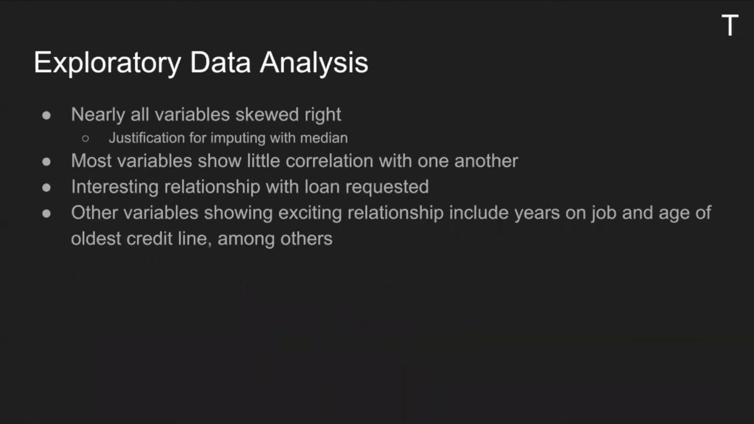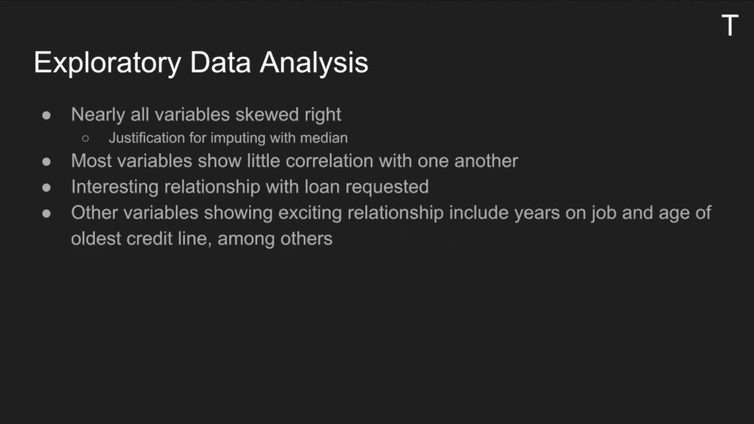So moving on to our exploratory data analysis, as we've talked about before, nearly all of our variables were skewed right, and that was our justification for imputing with the median as opposed to the mean. Most of our variables in our data set showed little correlation with one another, except for one counterexample, which would be the mortgage due and the value of existing property in the data set, which makes sense because obviously a property with a higher property value would have a higher mortgage.